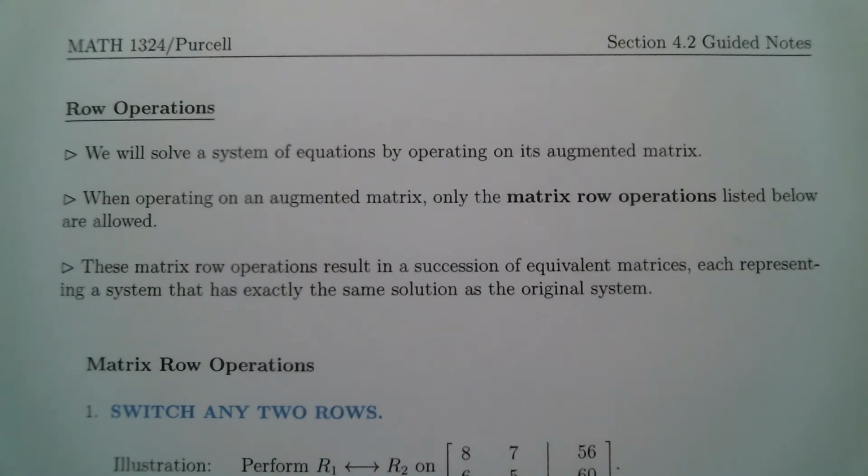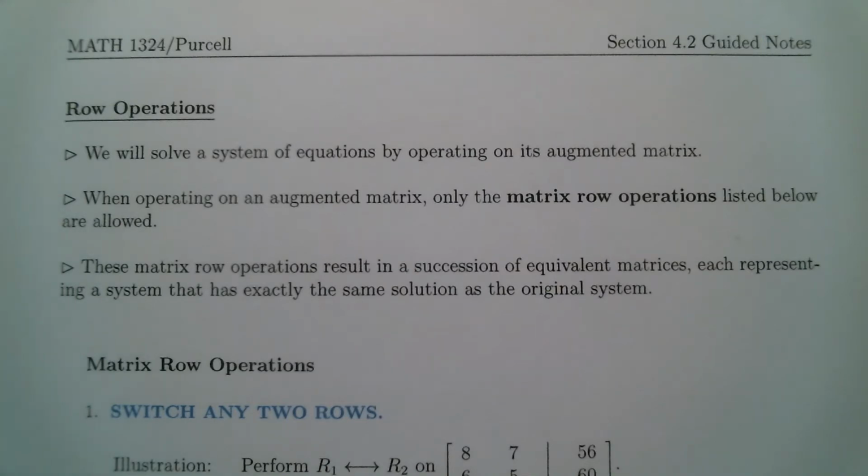All right, so let's start talking about them, okay? So this is on page 3 of the notes, okay? At the top, under row operations, again, it says we will solve a system of equations by operating on its augmented matrix. When operating on an augmented matrix, only the matrix row operations listed below are allowed. These matrix row operations result in a succession of equivalent matrices, each representing a system that has exactly the same solution as the original system.